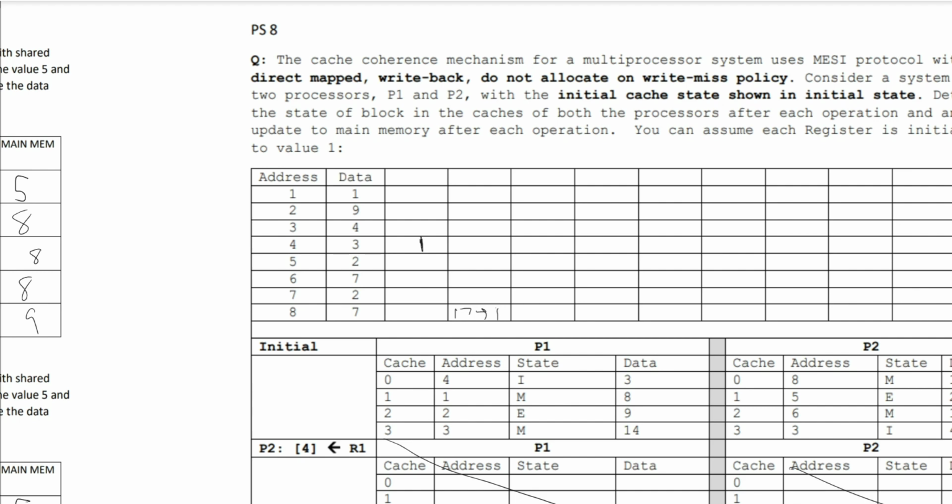So then this becomes invalid, right? Well, this is still address 8, but this will become invalid with 17, and the rest stays the same, I think.